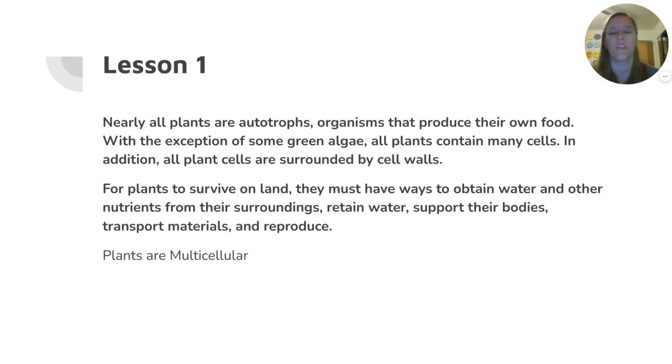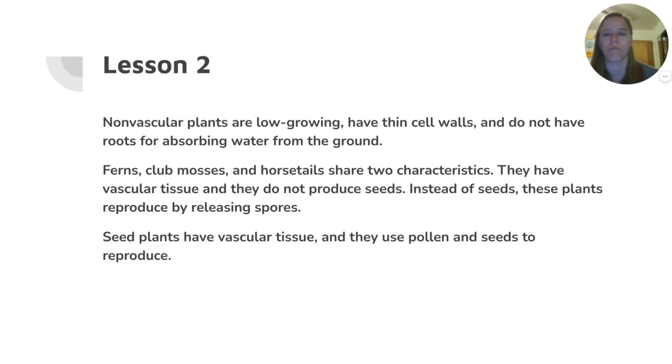From lesson 1, you have your 2 key points. Nearly all plants are autotrophs, organisms that produce their own food. With the exception of some green algae, all plants contain many cells. In addition, all plant cells are surrounded by cell walls. And second, for plants to survive on land, they must have ways to obtain water and other nutrients from their surroundings, retain water, support their bodies, transport materials, and reproduce. And then plants are multicellular, remember that.